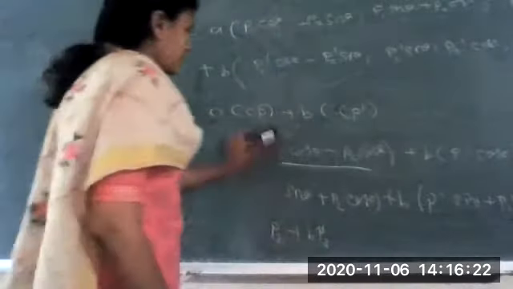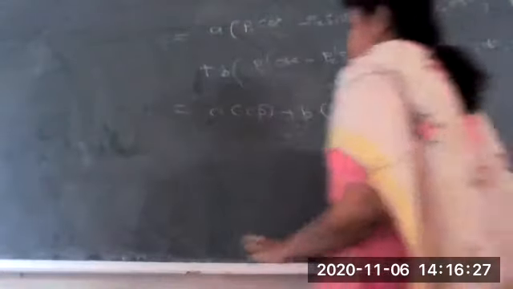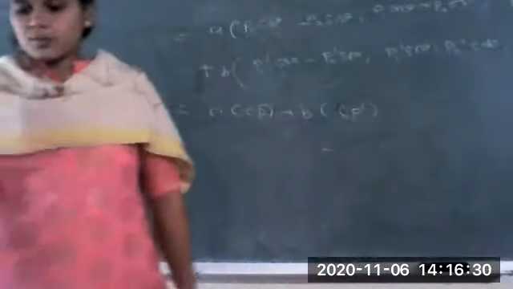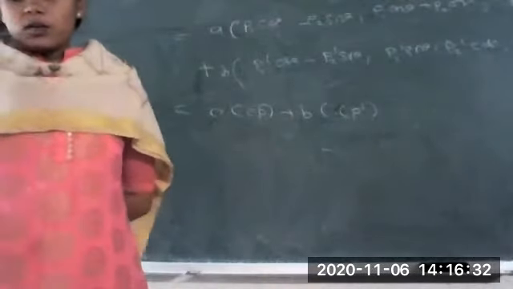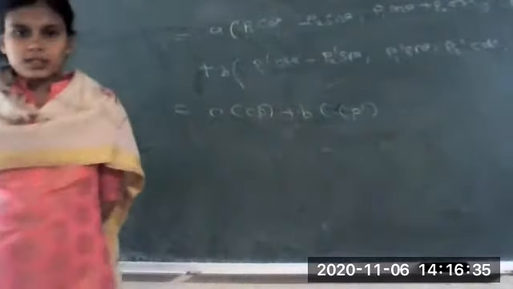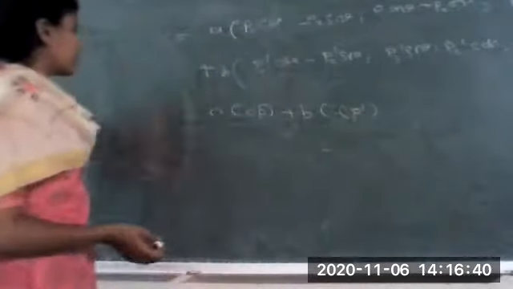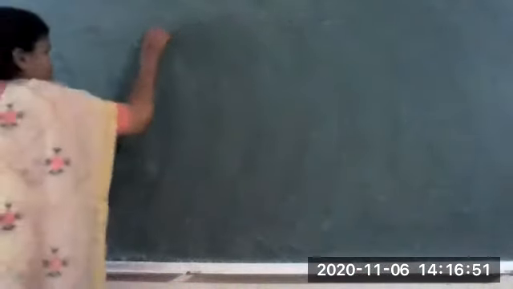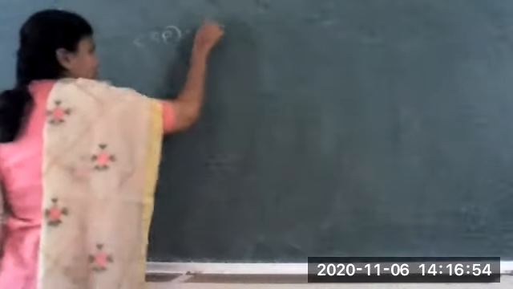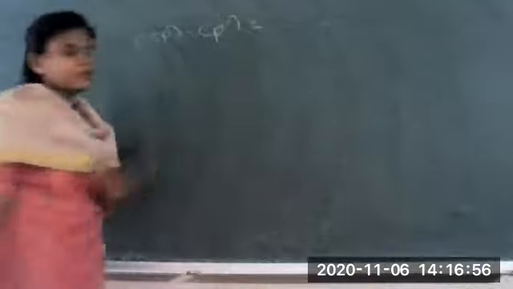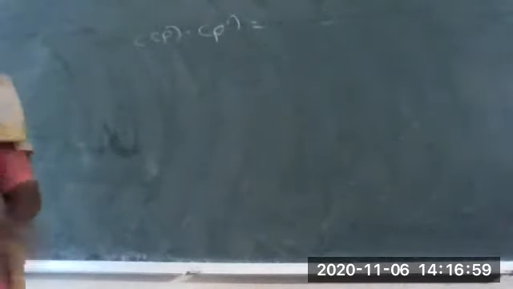Hence it proves that C of aP plus bP dash is equal to a times Cp plus b times Cp dash, which proves that C is linear. First we have proved that it is linear. Now we have to prove it is an orthogonal transformation. To prove that, we have to prove it preserves the dot product. That means we have to prove Cp dot Cq is equal to P dot Q. Here, Cp dot Cp dash should be equal to P dot P dash.